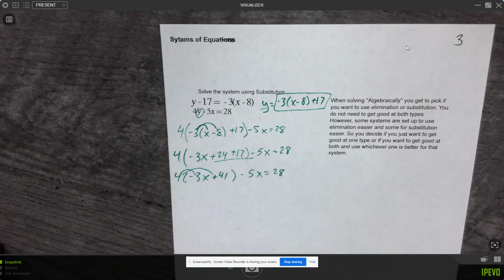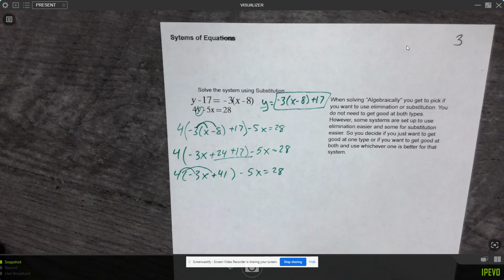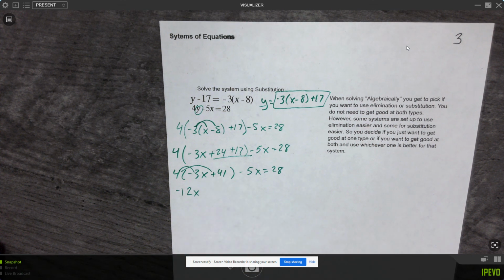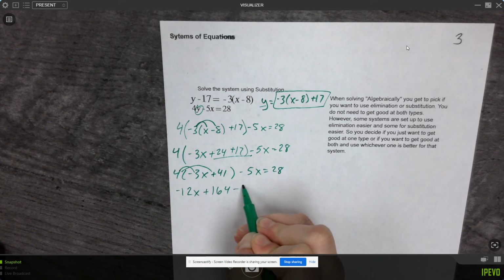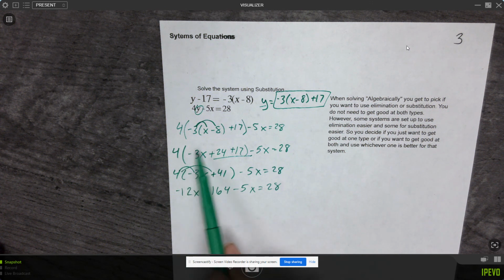You could distribute first. Make sure you distribute to all three terms and then combine like terms. Doesn't matter. If you do it in either order, you should end up with the same answer. Negative 12x plus 164 minus 5x equals 28. So if you would have distributed and then combined like terms, you should still end up with the same thing.